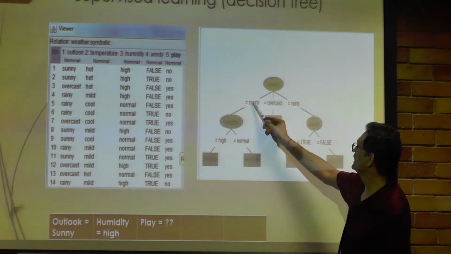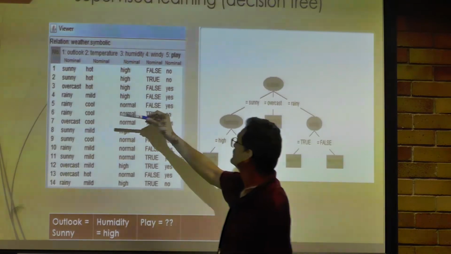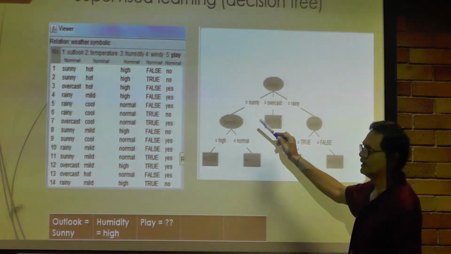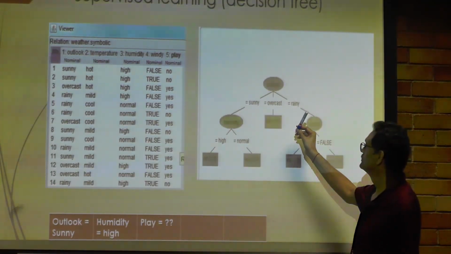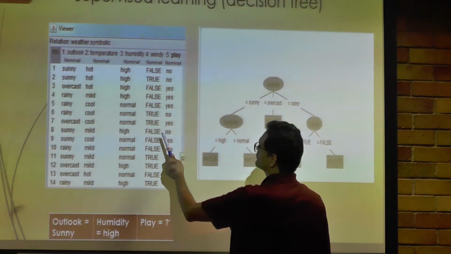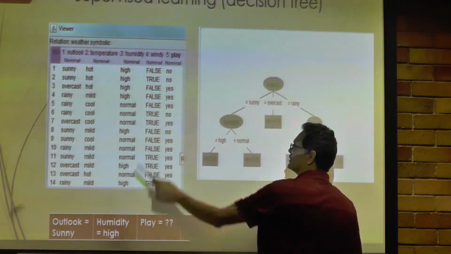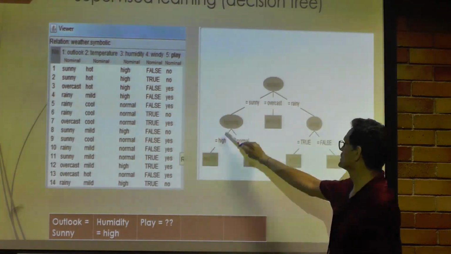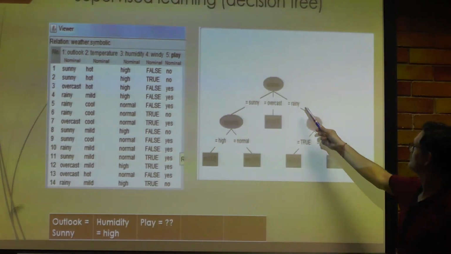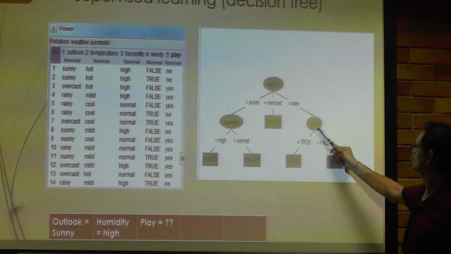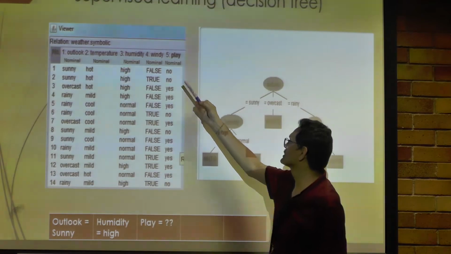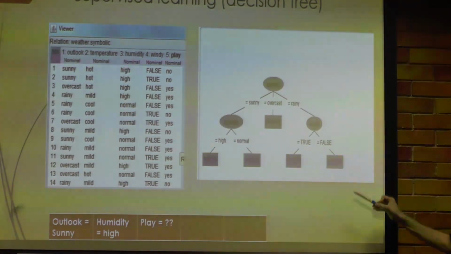So if it is sunny, then I look at humidity. Is it humid? And humidity is either high or normal, so again I branch onto high or normal. On the other side, if the outlook is rainy, I look at wind, and I've got only two types, true and false. So these are the two routes that I can take.